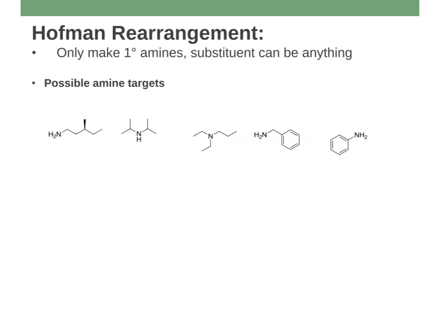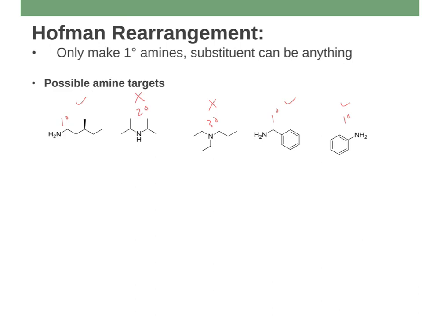So like I said, only primary amines, substituent could be anything. So if I go through these, right, this one's a primary amine, so I could use Hofmann for that. This is a secondary amine, so can't use it for that. Tertiary amines, nope. This is a primary amine, and that's a primary amine. So really, any of these primary amines would be possibility, right?